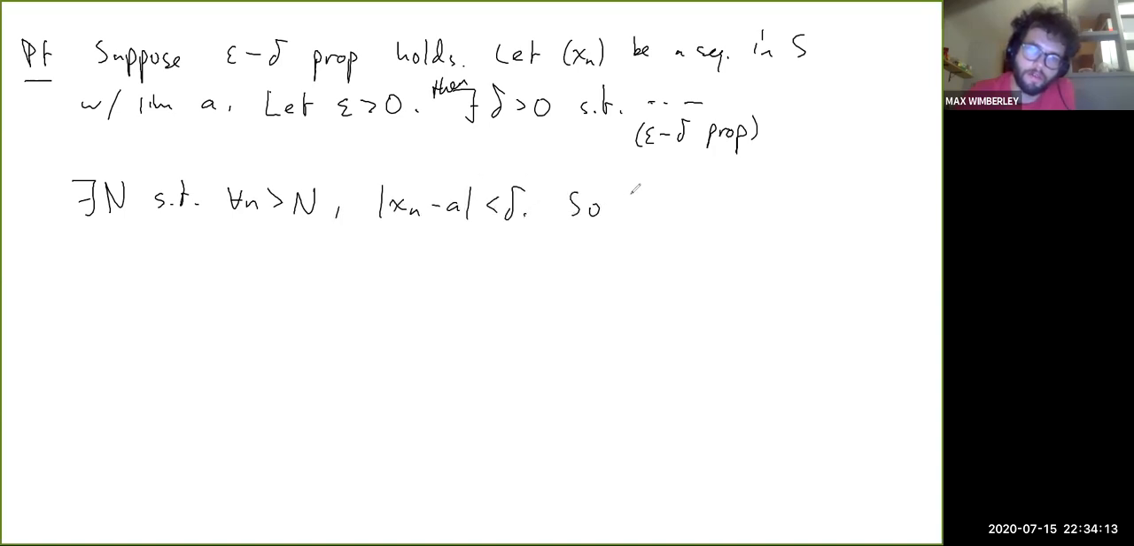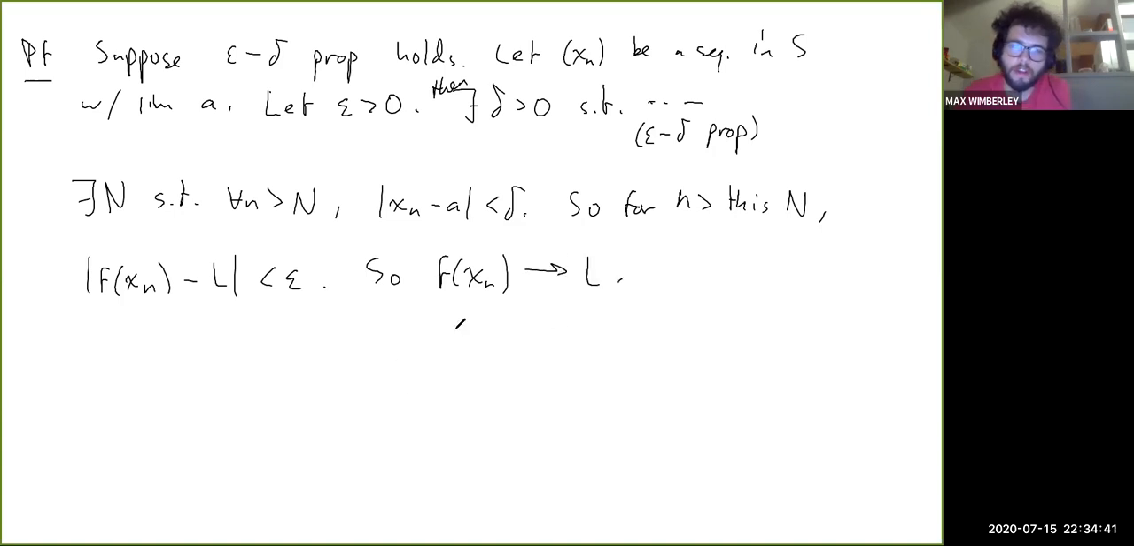So for n greater than this N, by the choice of delta, absolute value of f(x_n) minus L is less than epsilon. So f(x_n) goes to L. Very good. We just use the epsilon-delta property to control how close the values at x_n are to L, and then we use the convergence of x_n to A to make x_n be within delta of A. And that's basically it.